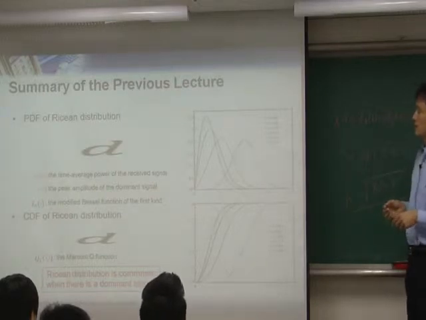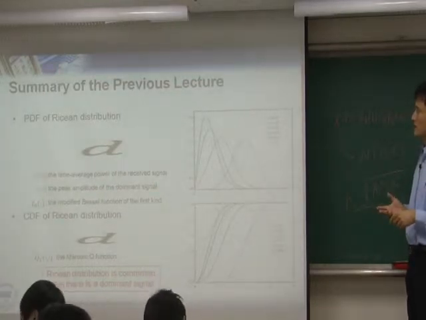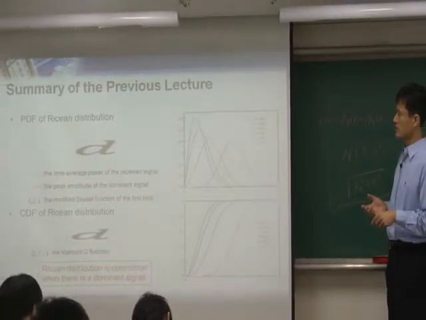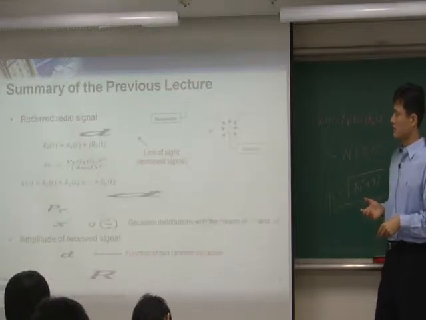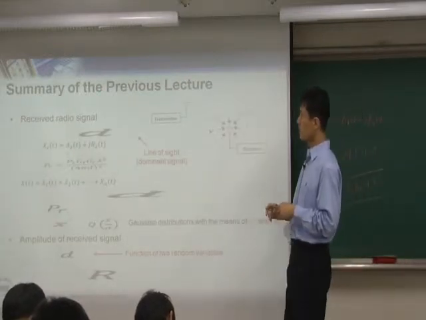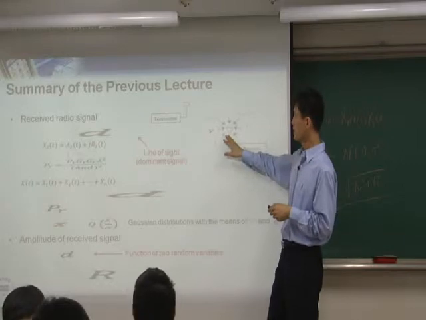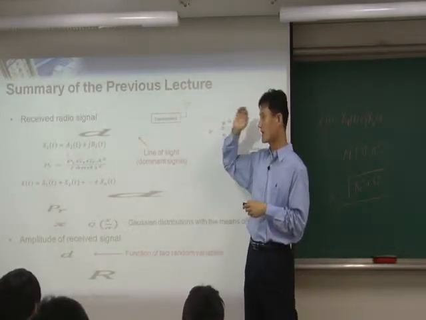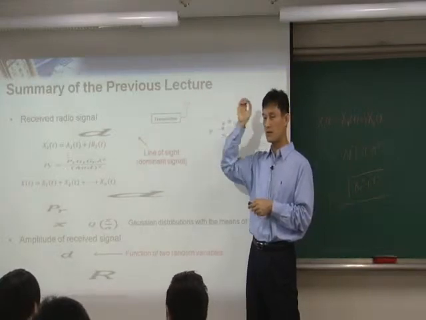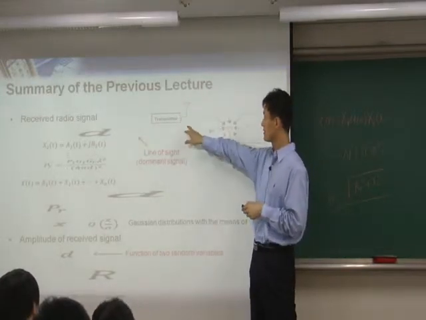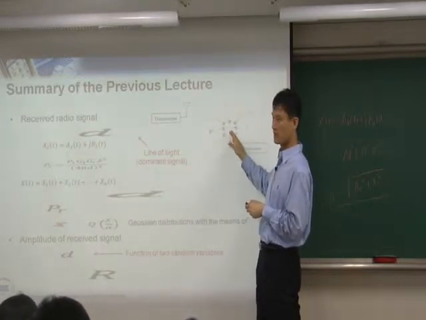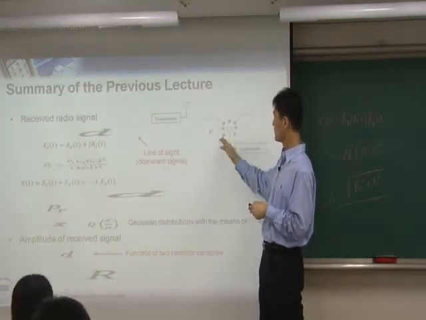Similarly, sometimes you see a Ricean distribution, and Ricean distribution has this kind of PDF and CDF. The environment of a Ricean distribution is where you have a line of sight. Now you have a transmitter. I can see my transmitter. I have a line of sight, and there are also a lot of waves coming in from all different angles.